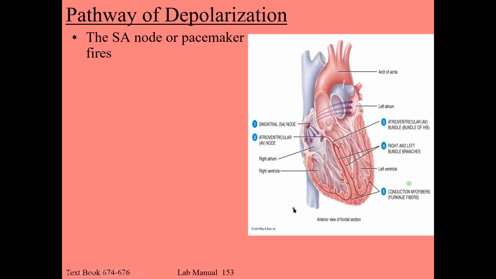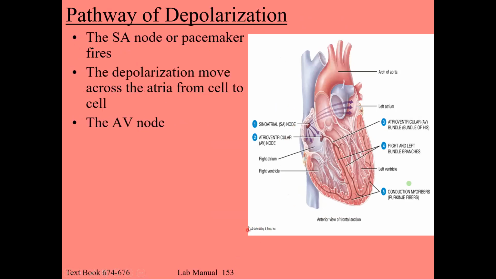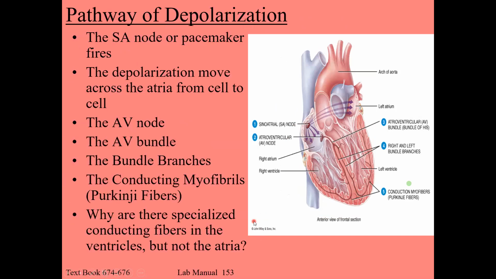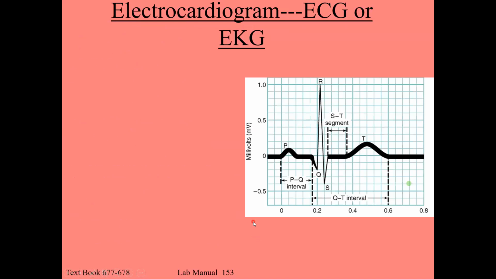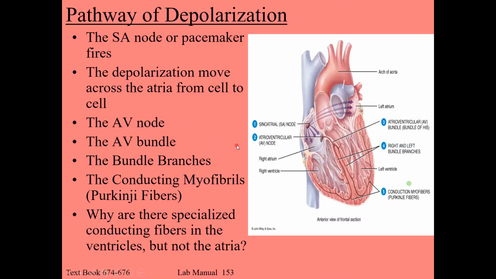What is the pathway? I've just described the pathway. So here's a question before we go into EKG. You can read this question: why are there specialized conducting fibers in the ventricle and not in the atria? Do you notice that there's no connection between the SA node and the AV node?